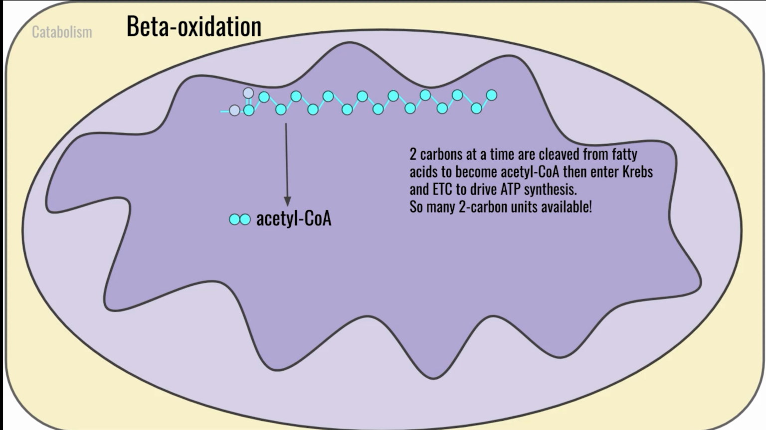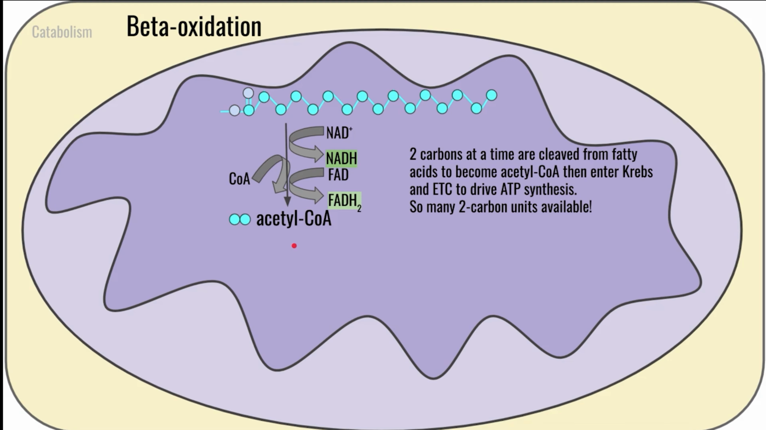Now, in the process of cleaving off these two-carbon units off the fatty acid, we're going to reduce some NAD to NADH. We're also going to reduce some FAD to FADH2. So we're going to generate some reduced compounds in the process of beta oxidation. And then additionally, we are going to have this coenzyme A, CoA, that is going to get added to the 2 carbons that got cleaved off of our fatty acid tail to yield acetyl-CoA.